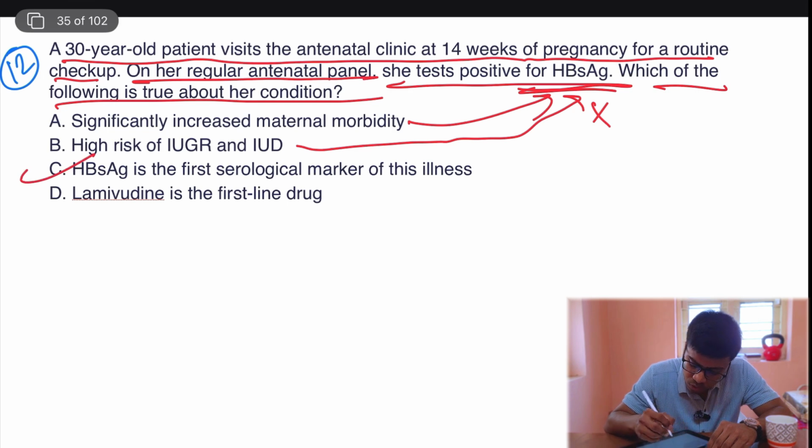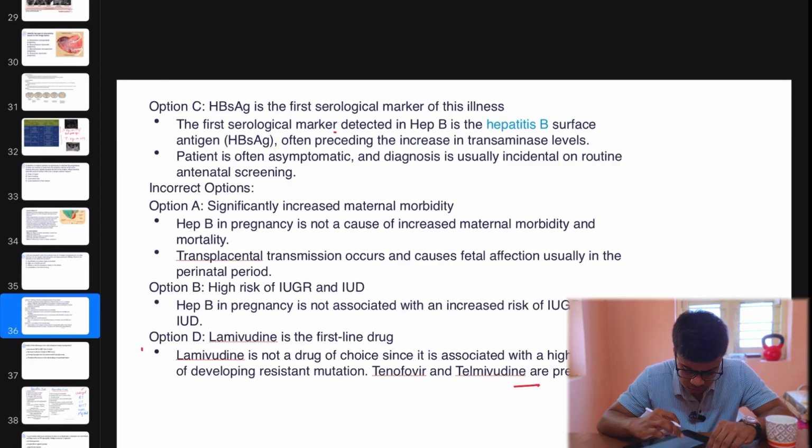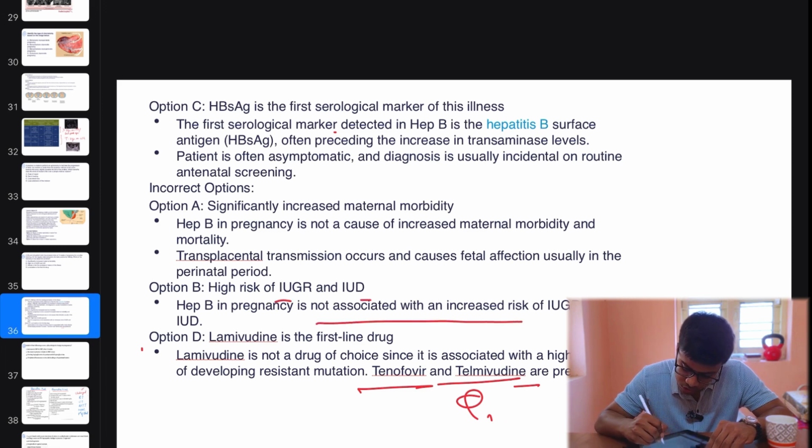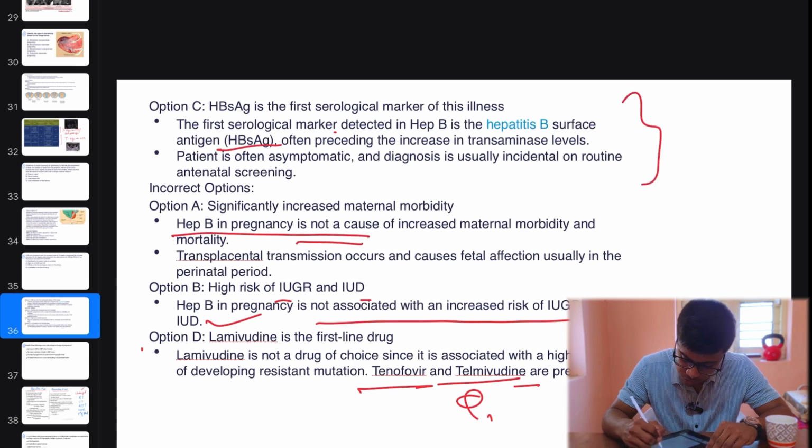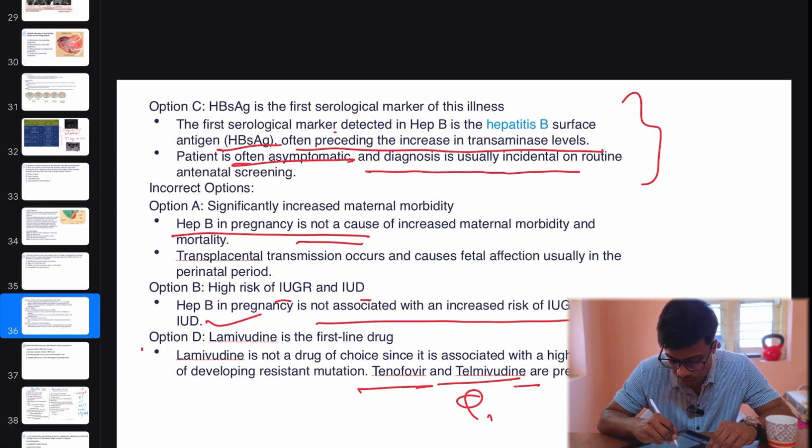Then, HBsAg is the first serological test. Yes, it is. Lamivudine? No, it is tenofovir and other drugs. There are other drugs as well, so let's discuss the drugs. Tenofovir is used. This is the correct answer, and this is one more fact. It is not associated with an increased risk of IUGR or significantly increased maternal morbidity and mortality. No, not a cause. Of course, HBsAg is a marker, and transaminase levels may be unexpectedly raised. The patient is asymptomatic, and often the diagnosis is made on routine antenatal screening.